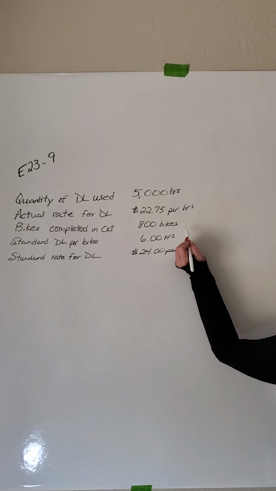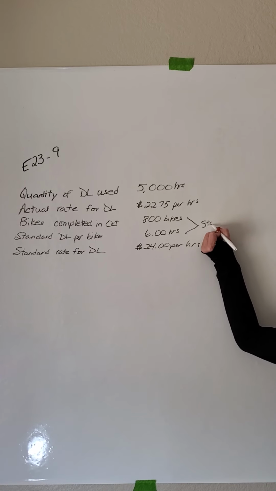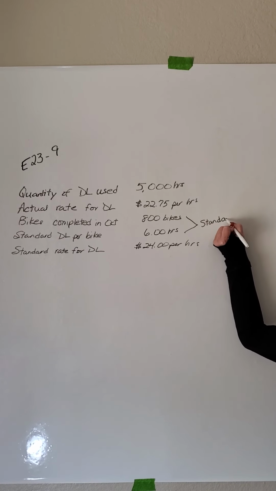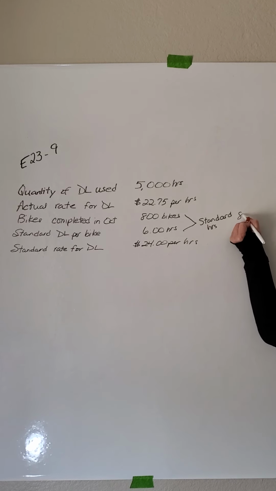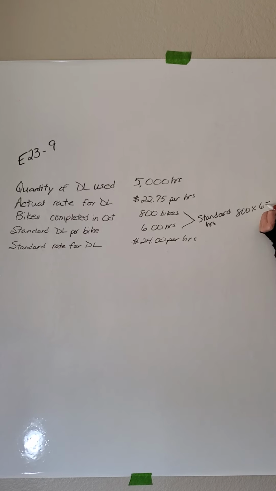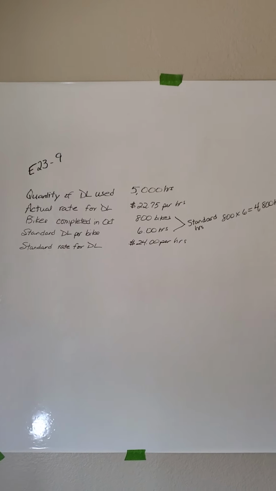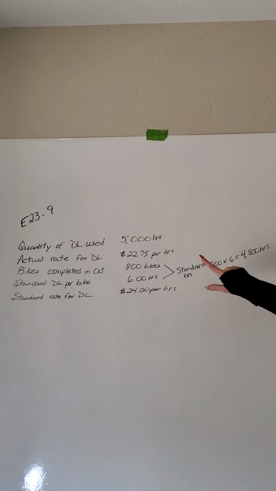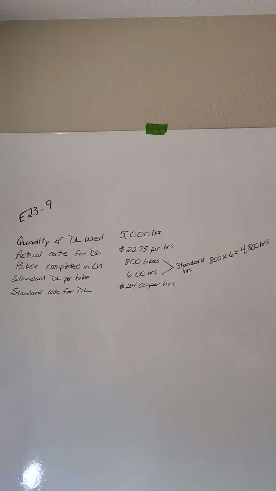hours. So you can calculate out your standard hours. So standard hours for 800 bikes is going to be 800 times 6 hours per bike, or 4,800 hours. Okay, so we'll need that. So we've got our actual hours here, we've got the standard hours here for the 800 bikes.